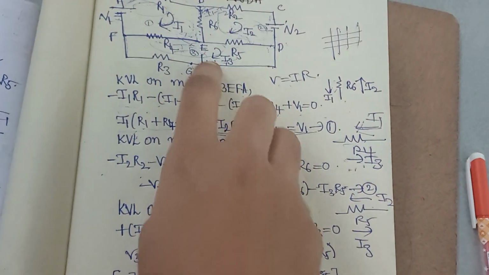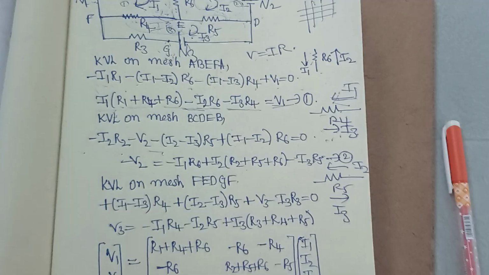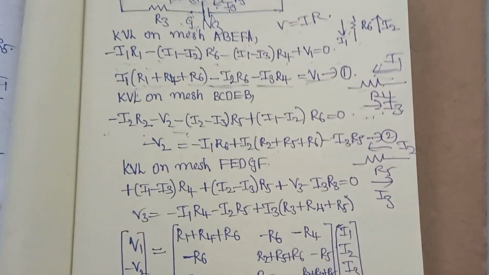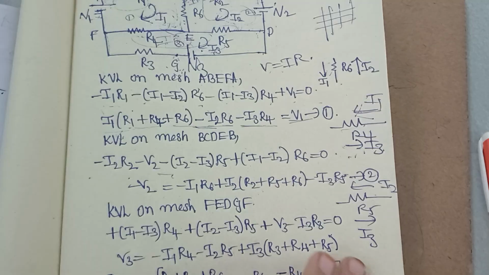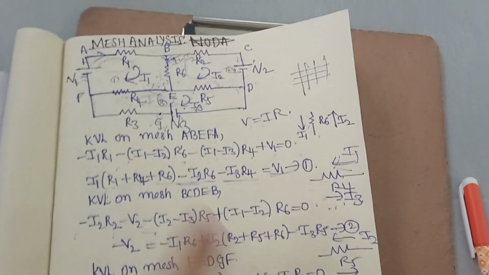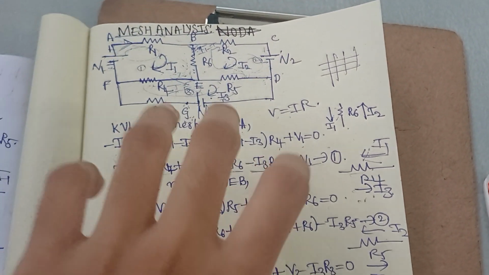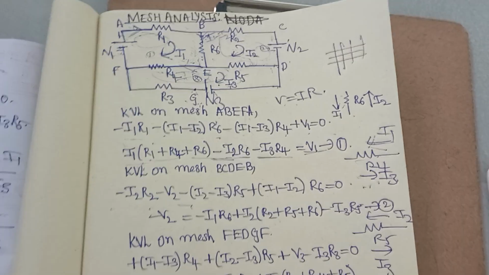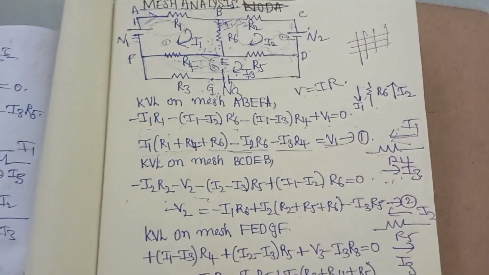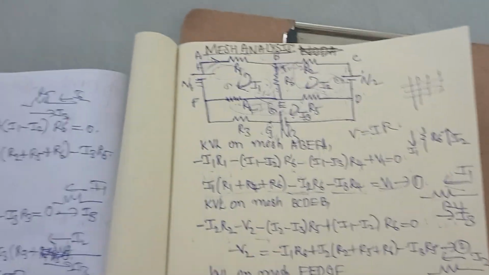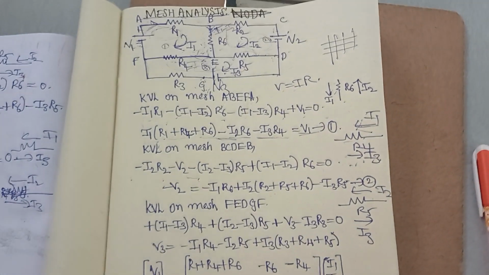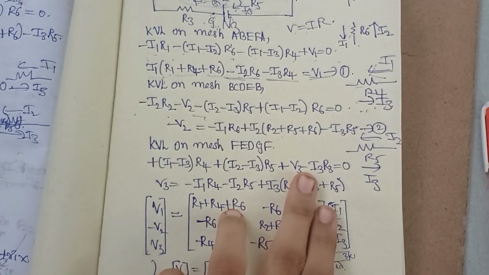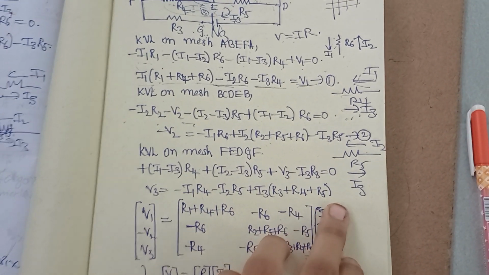We know that the current flowing through this mesh is I3, right? So hope you have got clarity about how we have written these three equations. If you have any doubt or find any difficulty in writing these equations, please go and watch my previous video. There I have explained in detail how to write the KCL and KVL equations. On rearranging this, we get V3 in this way.